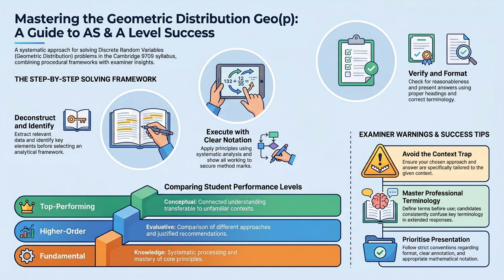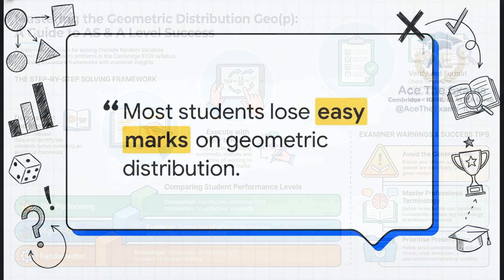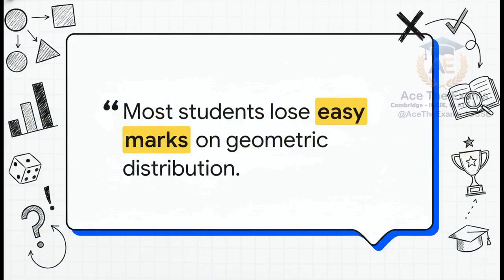Most students lose easy marks on geometric distribution, but you won't be one of them. Look, that is quite the promise, right? But the absolute truth is, when it comes to Cambridge AS and A-level mathematics, candidates consistently bleed marks on easily avoidable errors in the discrete random variables section.